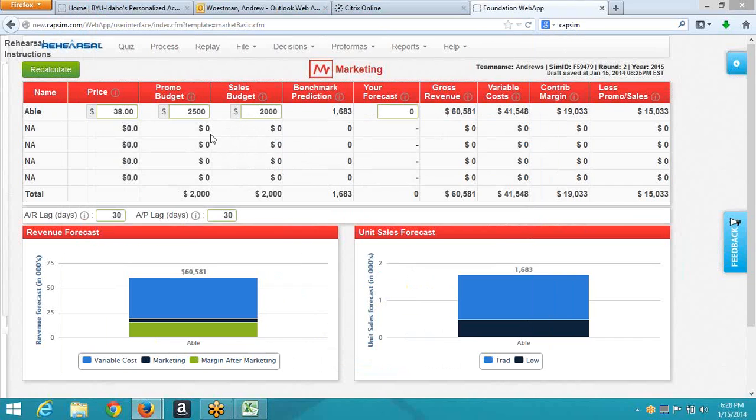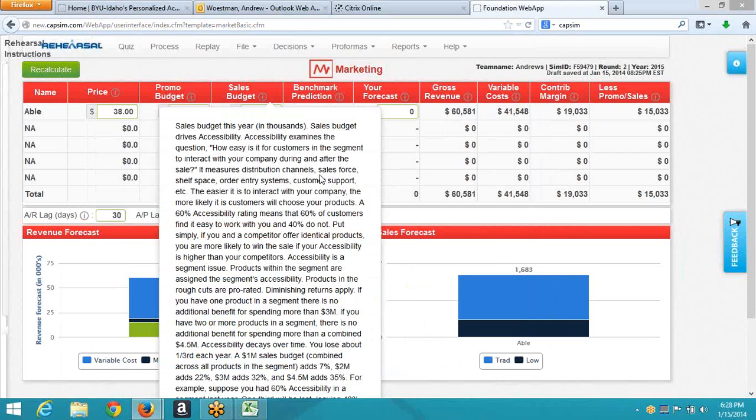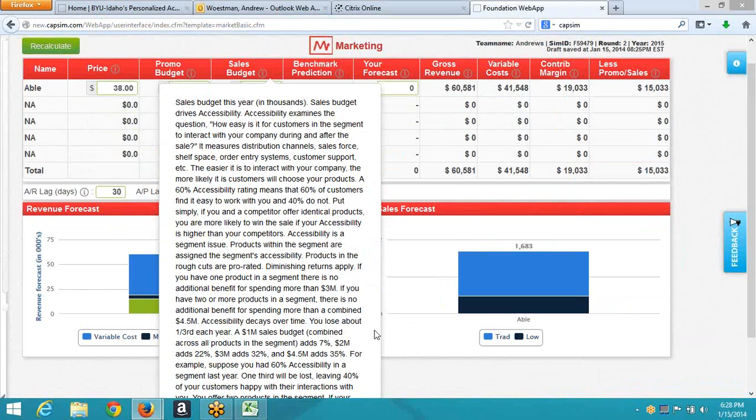So 2.5 million. And then you're going to come to your sales budget, and it's the same thing. You read through it. $3 million is the max benefit. So there's no additional benefit for spending more than $3 million. So if you do over that, then it's not helping you.